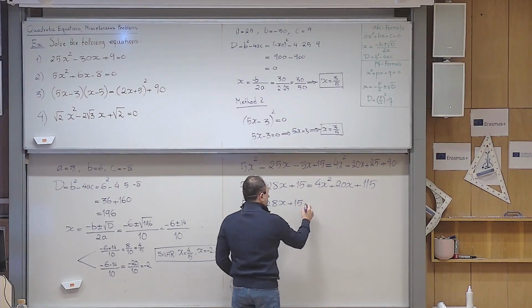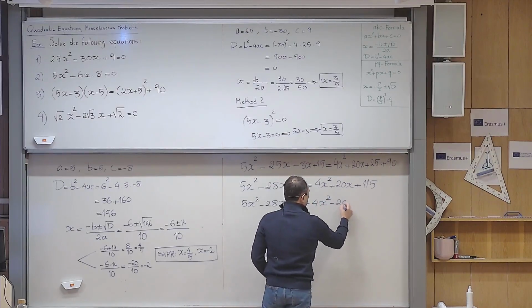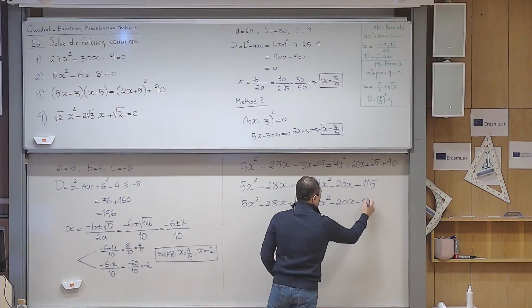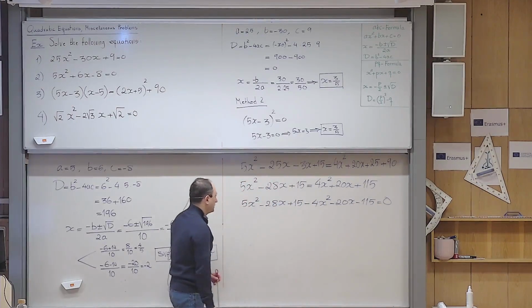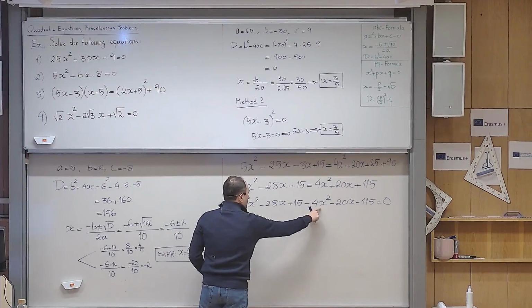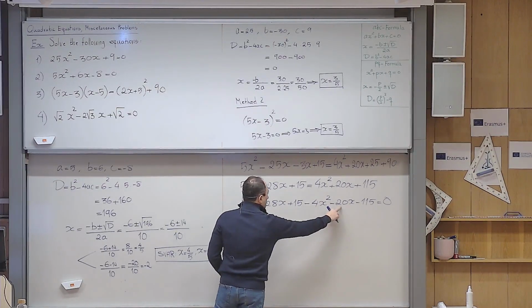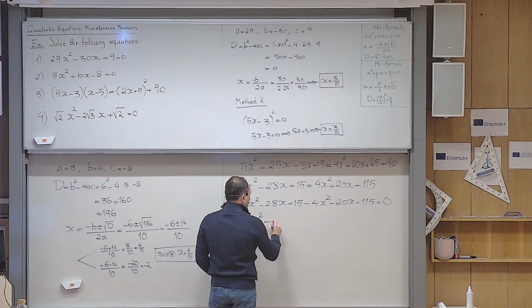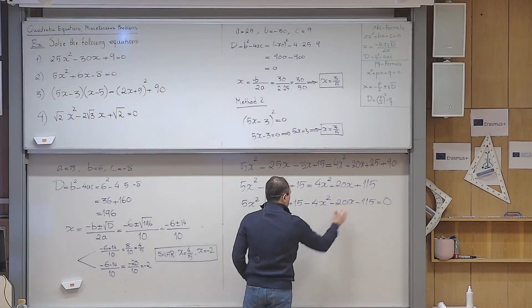I move this to the other side, make it negative, move this to the other side, make it negative, move this to the other side, make it negative. What is left on the right? Nothing, 0. And then this one and that one are similar, which is what? Minus 48x. And this one and that one? Minus 100. Okay.